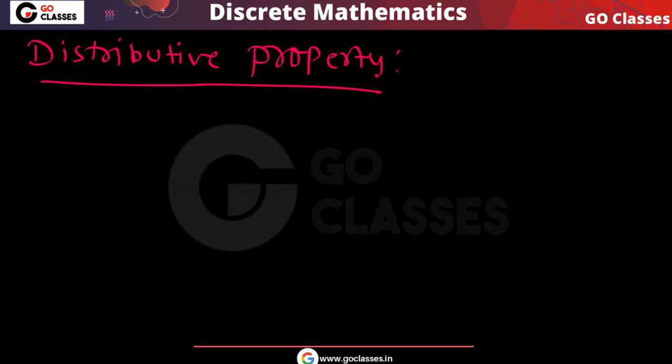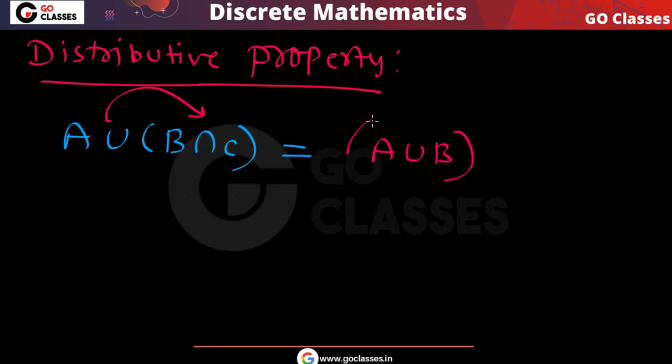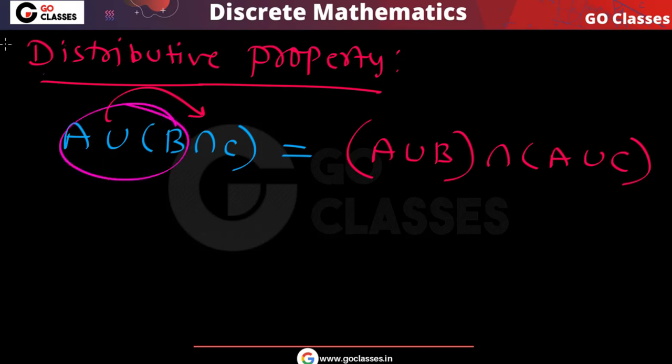The next is the distributive property. What this distributive property says is that if you have A union B intersection C, then you can distribute this union over this intersection. So what you can do is A union B intersection A union C. This is called distributing this union over this intersection. This union you put inside, so A union B intersection A union C. This is correct. You can prove it by using a Venn diagram. You can create the Venn diagram and prove it.